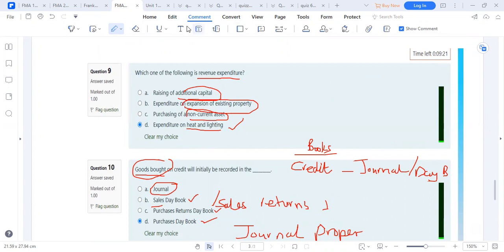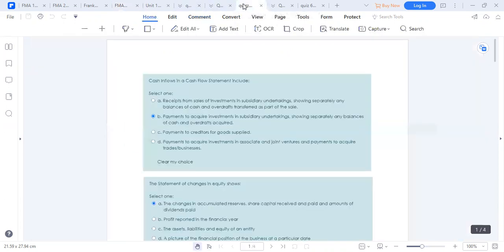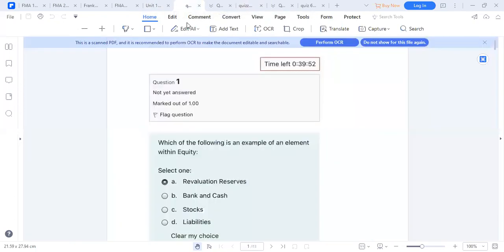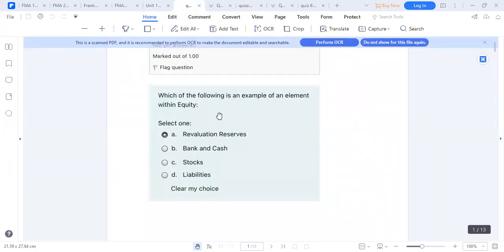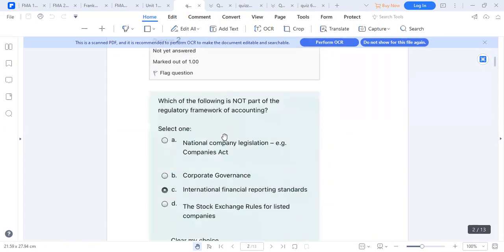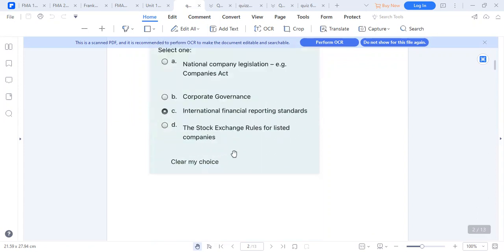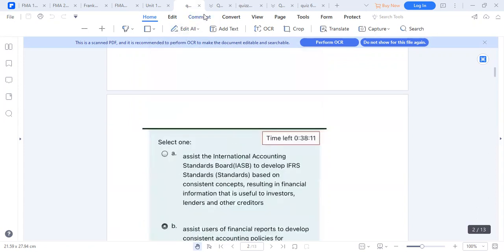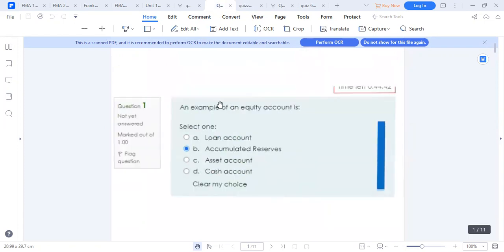This is how you're supposed to answer this. So which one is an example of an element within equity? The reserves or equity. This is now for the postgraduates, your quiz 2. It's about the concepts. Okay, let me go to quiz 3.